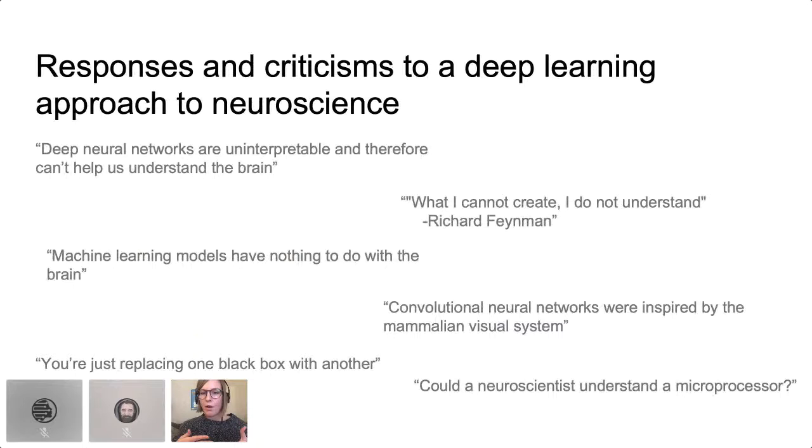And there's been a lot of criticism and debate surrounding this approach. People might say things like deep neural networks are uninterpretable and therefore can't help us understand the brain, or that we've just replaced one black box with another. Advocates of the approach like to respond with this Richard Feynman quote saying that what I cannot create, I do not understand, or citing the fact that deep neural networks are inspired by the brain.